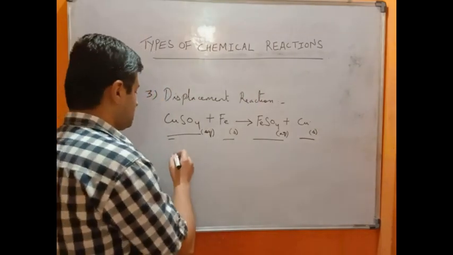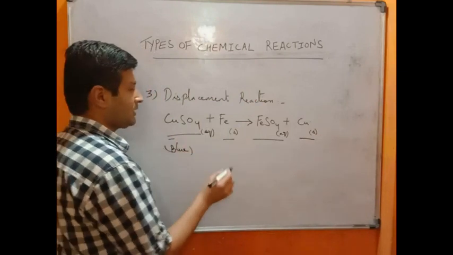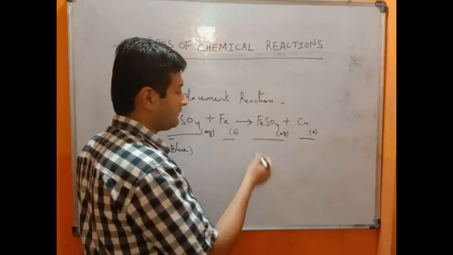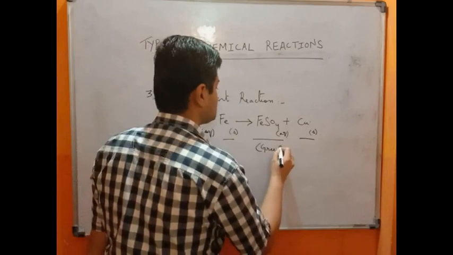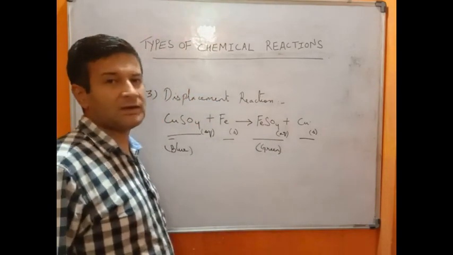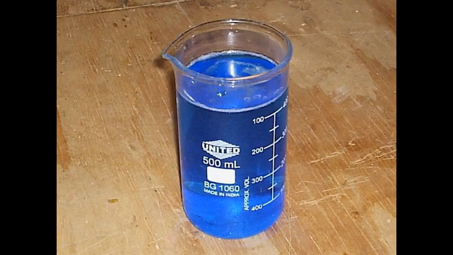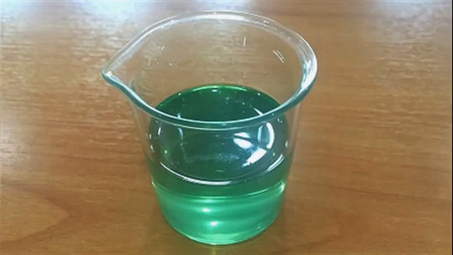Initially this is blue in color, and when we add iron, due to the formation of ferrous sulfate, the solution turns green in color and copper is displaced from its solution. When we put iron nails into copper sulfate solution, iron displaces copper from its solution and becomes ferrous sulfate, which is green in color.